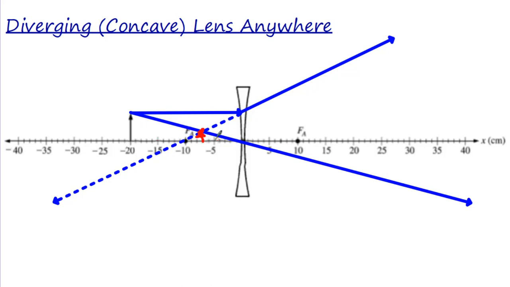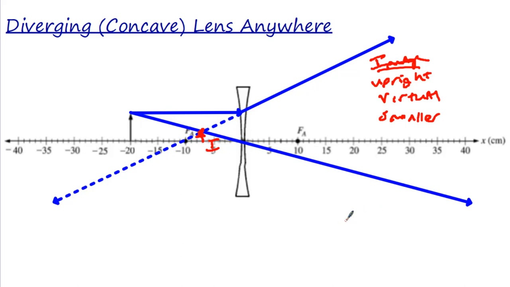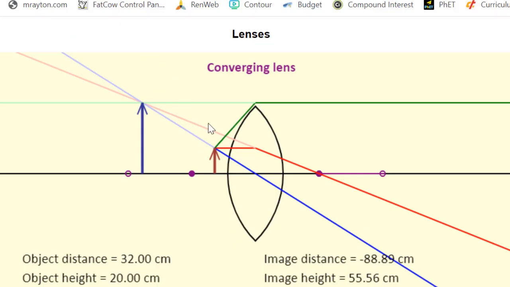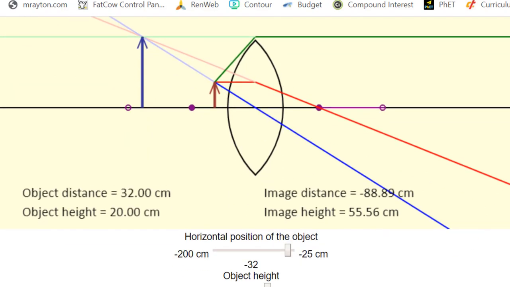but the virtual lines. And so what do I know about my image? I'm going to label my image I. My image is going to be upright. It's not upside down. It's upright. It's right side up. It is virtual, of course, and it is much, much, much smaller. And so if you take a look at, let's change this to a diverging lens.